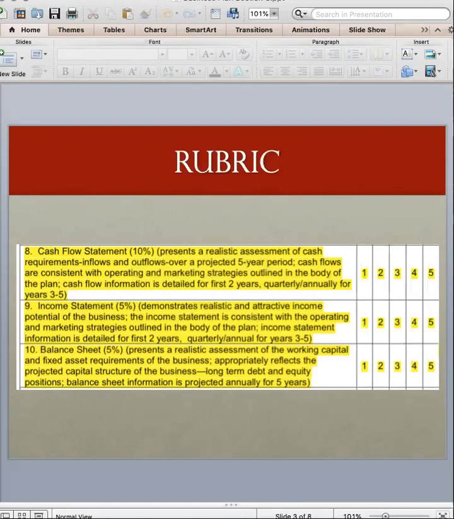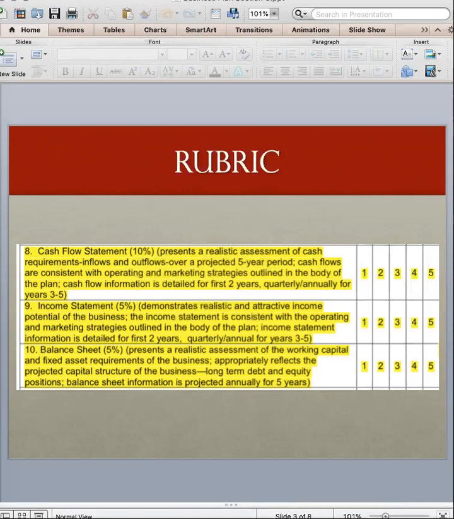It is consistent with the operating and marketing strategies that you've outlined in the body of your plan, and it needs to be detailed for only the first year, and that means month by month. The next 2 years can be reflective of annual numbers. On a side note, if you think your plan is more convincing and profitable when you project numbers through a few more years, maybe through year 5, please do so. We can expand out the template, I'll show you in a little bit, and make it easy for you to do.